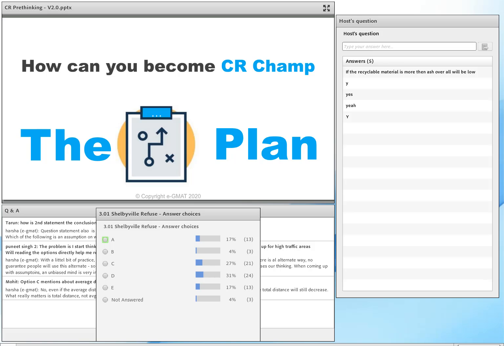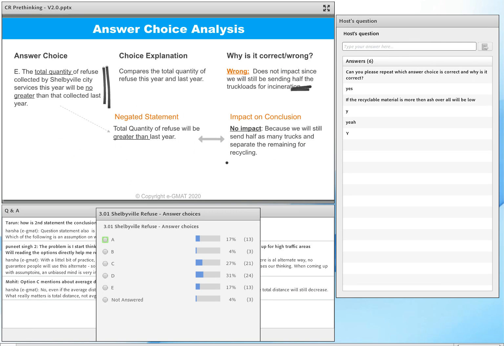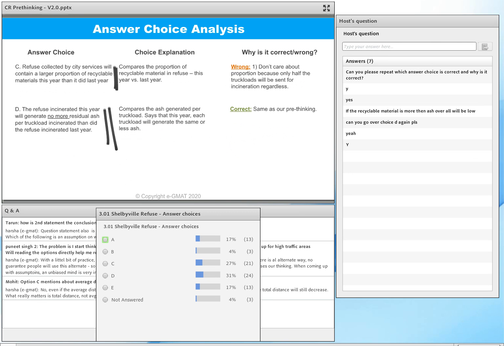Someone is asking, can I go over choice D again? Yeah, I can. The refuse incinerated just this year will generate no more residual ash per truckload incinerated than did the refuse incinerated last year. So again, if you've gone through the SC course, you know this is a comparative statement. It's comparing the amount of refuse generated per truckload last year versus this year. What it's saying is, if last year you generated a ton of refuse per truck, this year you're going to generate up to a ton of ash per truck, and no more than that.